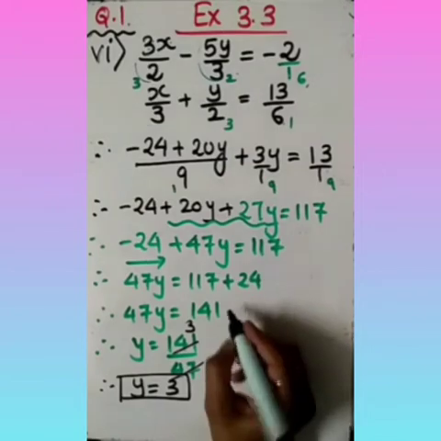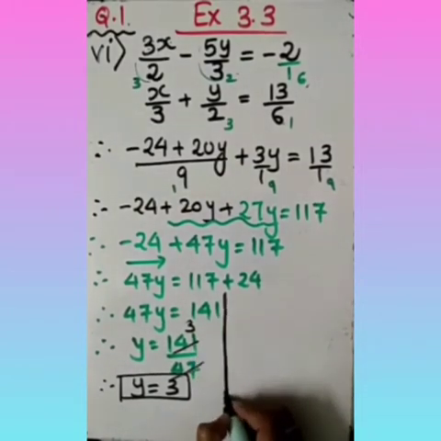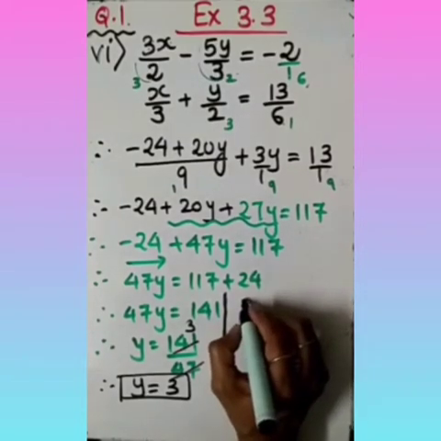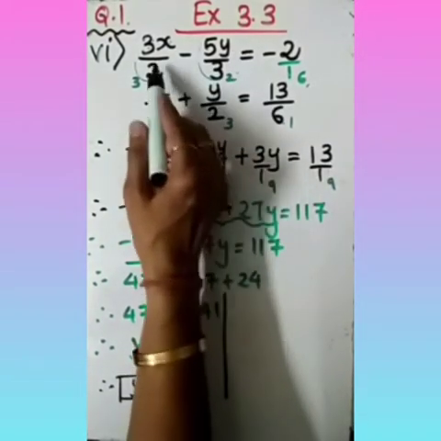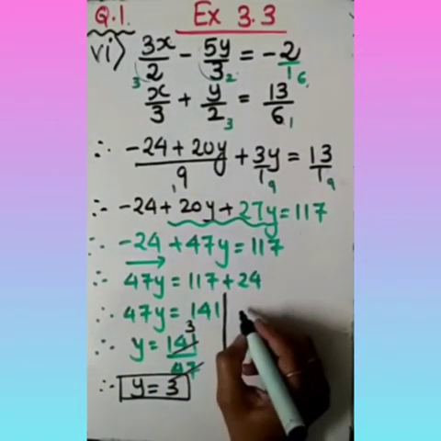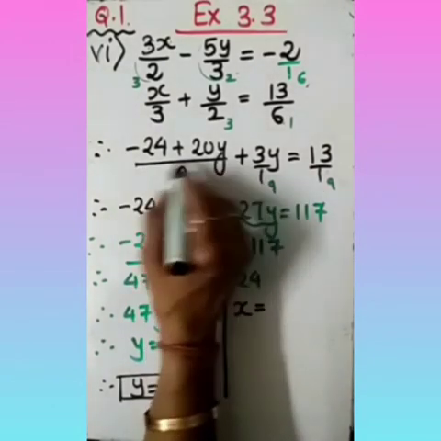What we have to do? We need to put this value y equal to 3 in this second equation. What was the second equation? What was the x? The value of x at this time. The value of x was this.